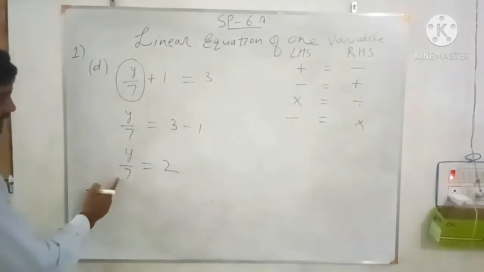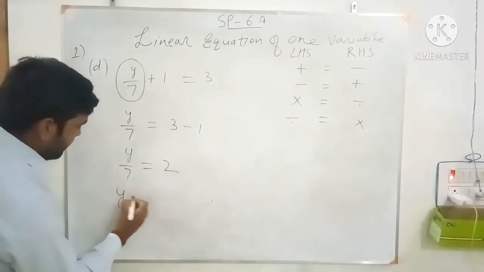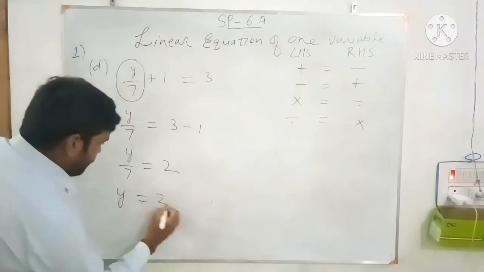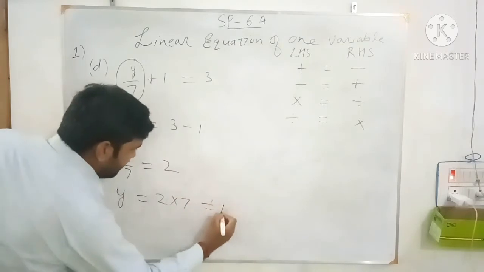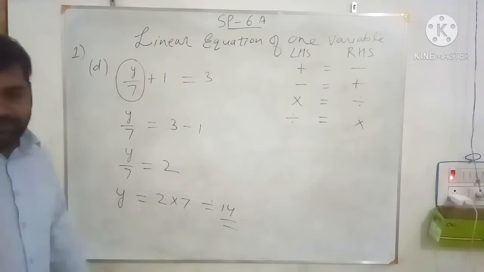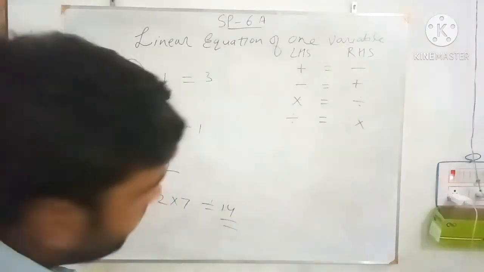Now transpose this 7. 7 is dividing on the left hand side, so when you transfer it to the right hand side, it gets multiplied. Division is converted into multiplication. So that is 2 multiply 7, and the result is 14. So the value of the variable y is 14. Like this we have to solve.